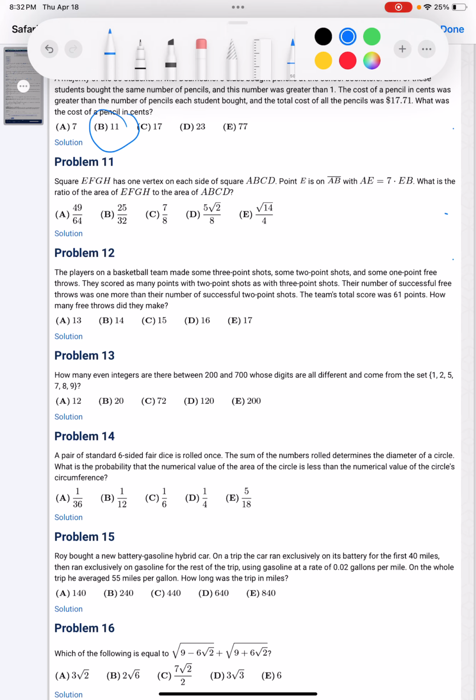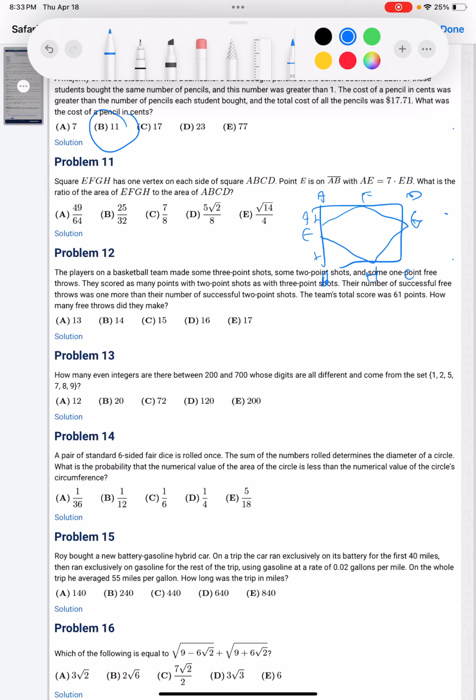So square EFGH has one vertex on each side of square ABCD. So let's just draw that down. A, B, C, D. And then we have E, F, G, H. Okay, and then point E is on AB. That means I have to redraw AB then. That's okay. A, B, C, D. So AE equals 7EB. That's 7x and x.